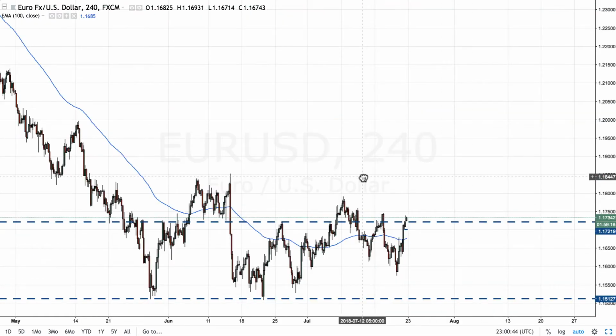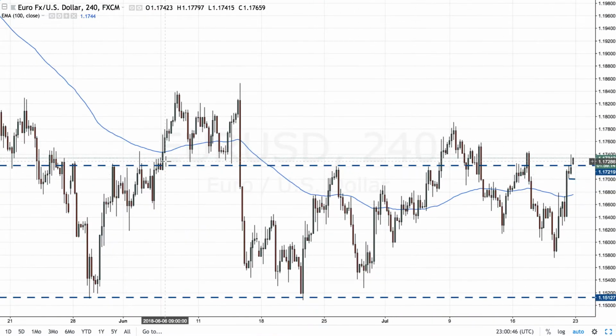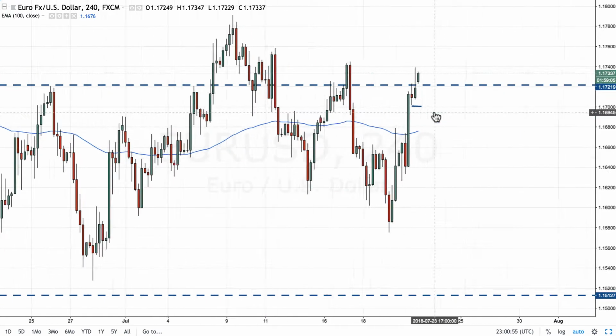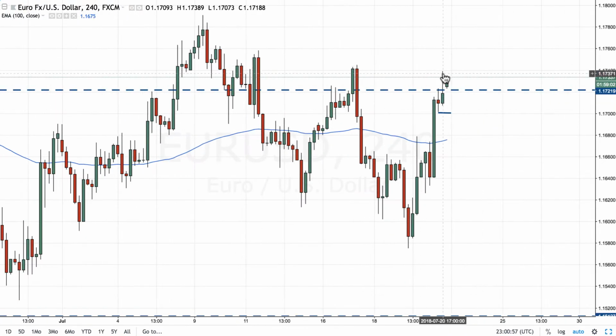Looking at the euro dollar, so the euro dollar is at a level now on the 4-hour chart. If we zoom in here for a second, we can see that the euro dollar is at a previous level of support, which acted as resistance here, although the market broke above it, resistance over here, and then now again the market has just broken above this level.